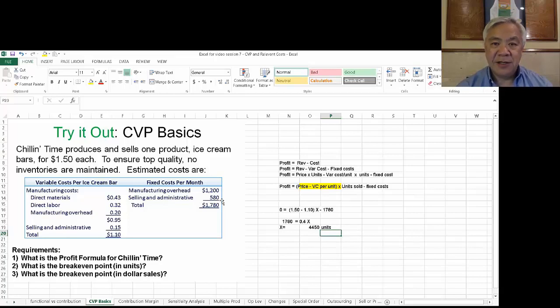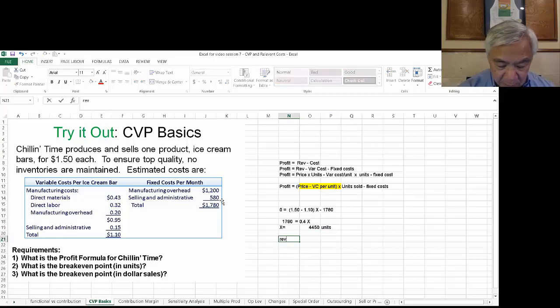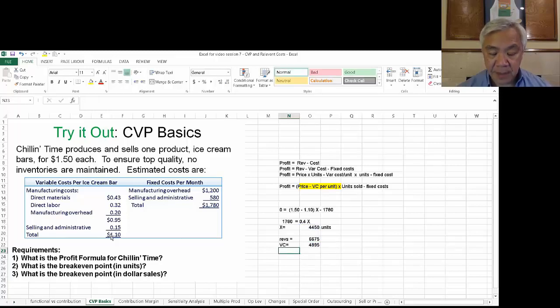Now let's say you don't believe that works. So let's try it. Let's say, what's the revenue? I'll just do it this way. Revenue equals price, which is $1.50, times this number. And what's our variable cost? Variable cost equals $1.10 over here, 1.1 times the number of units sold, 4450. And then what's the fixed cost? Again, that is given on the left side right here, 1780.